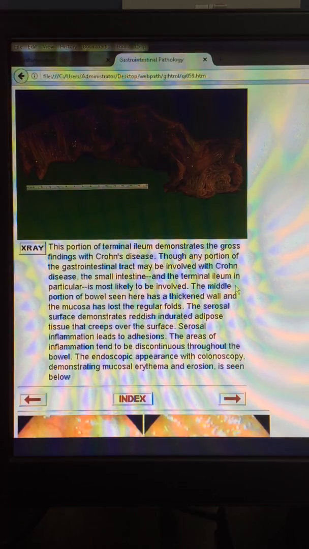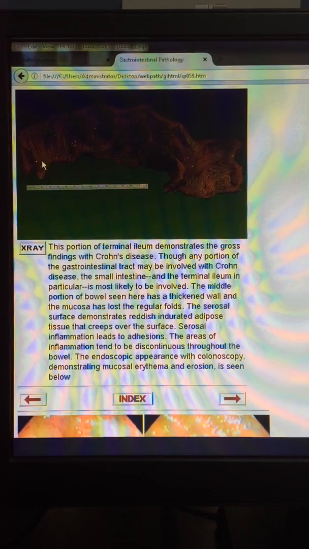Let us start talking about inflammatory bowel disease, or chronic inflammatory bowel disease. As you know, inflammatory bowel disease is divided into Crohn's disease and ulcerative colitis. So this gross specimen represents a case of Crohn's disease.